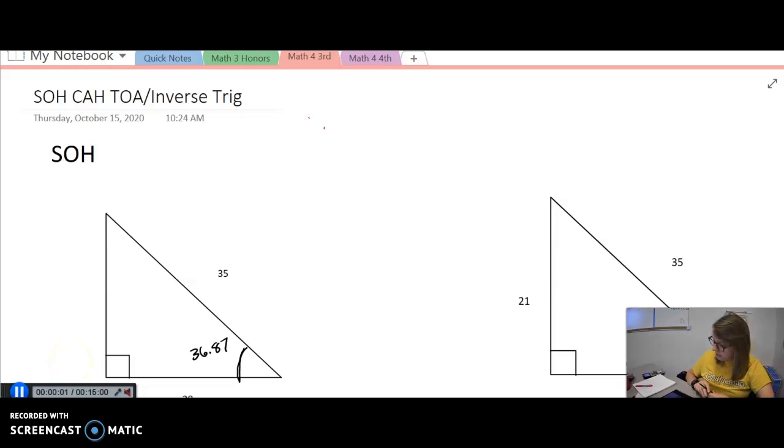Hi guys, so today we're going to be talking about SOH CAH TOA and inverse trig. And we can use this to find missing sides or missing angles on right triangles. So let's look at our first example here.